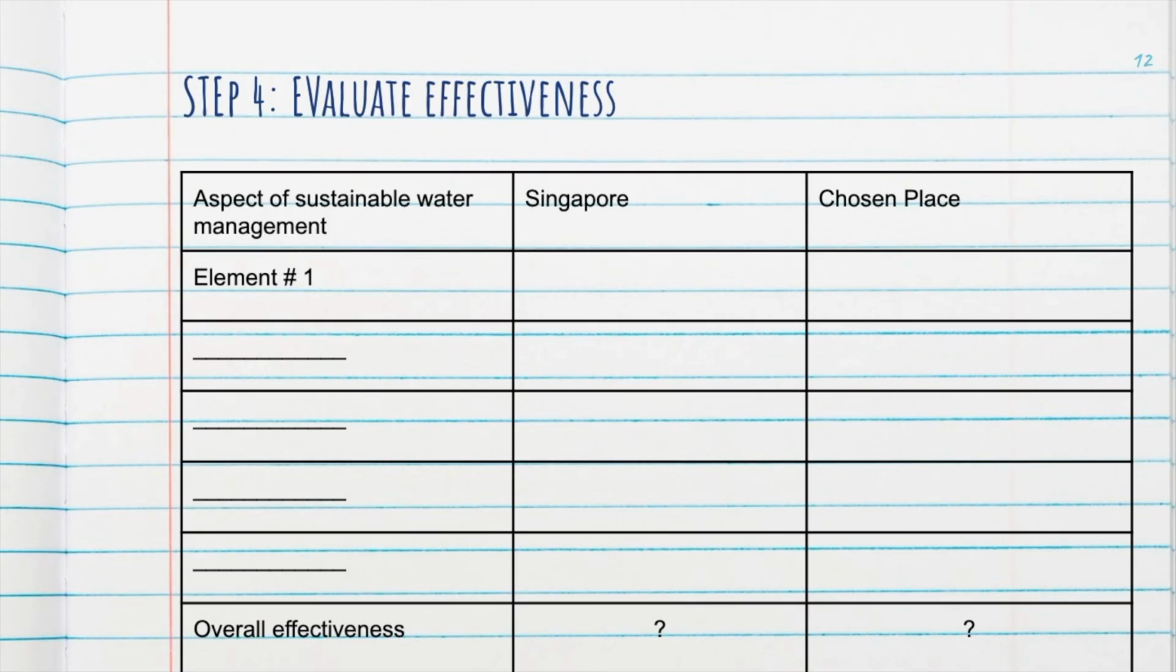Here is a graphic organizer to help you evaluate the effectiveness of each city. You might identify the aspects of sustainable water management on the left-hand side. These are your criteria in the first column. And then you have your two cities, so Singapore and your other chosen place. And then you might provide an overall summary or conclusion on their overall effectiveness in terms of managing their water.